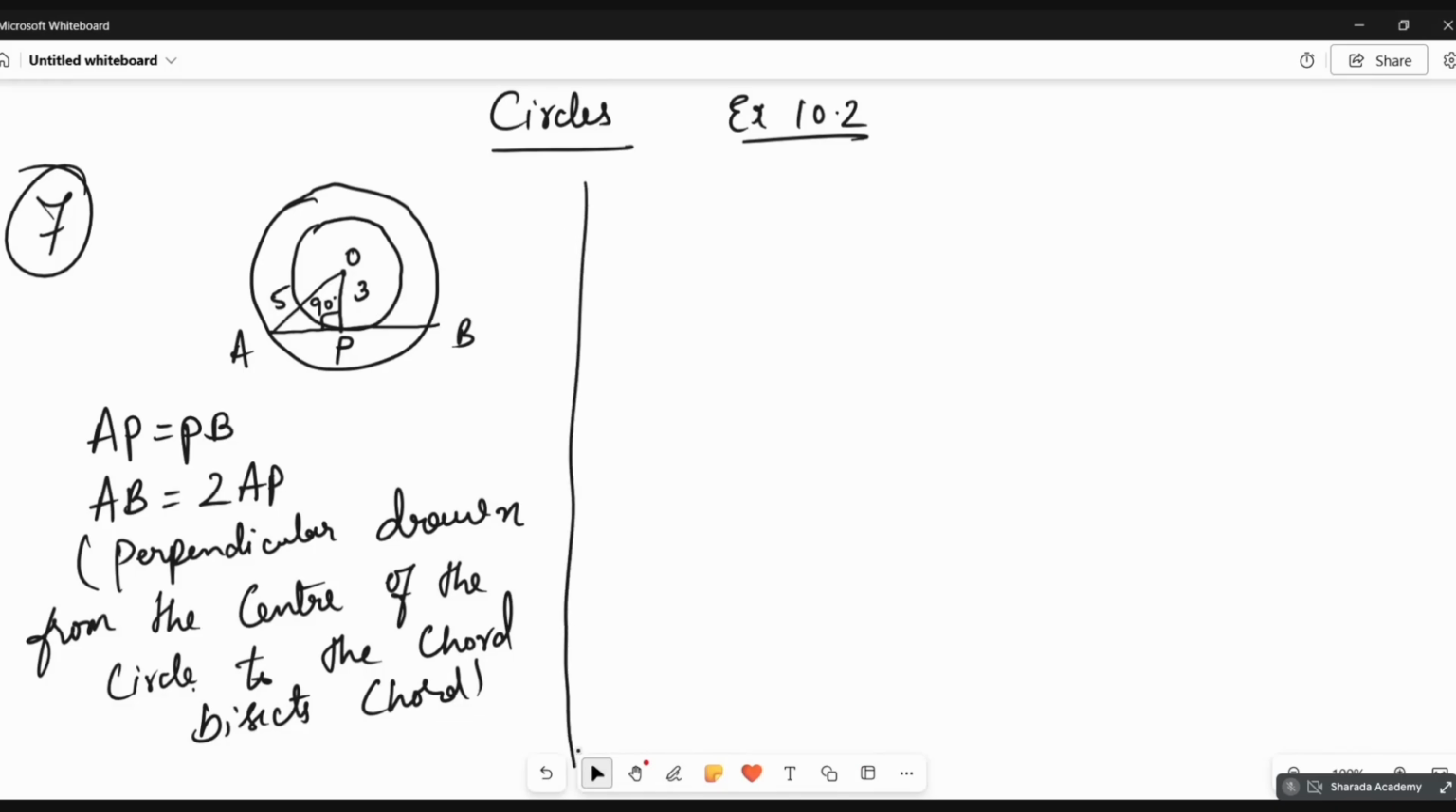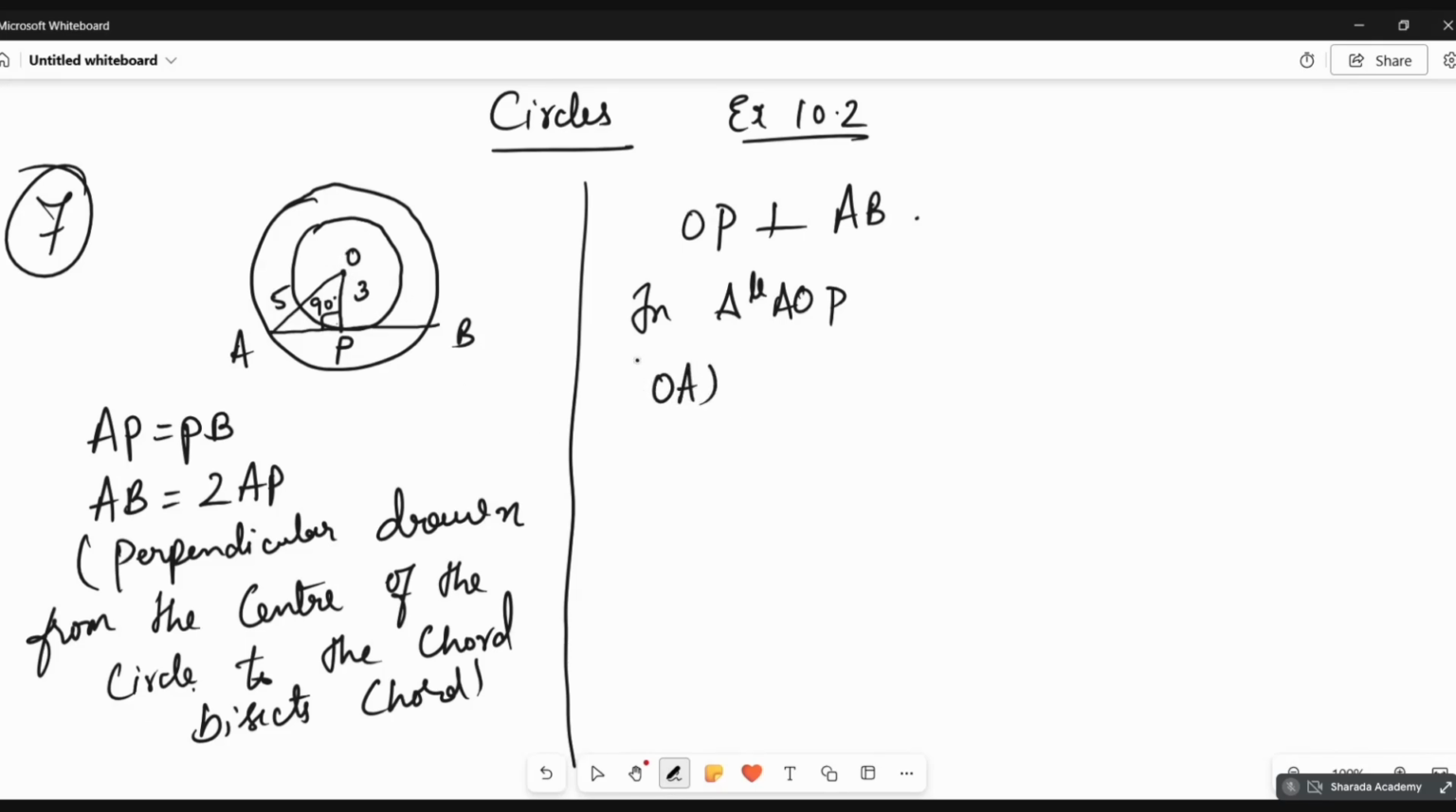Now, OP is perpendicular to AB because the radius and tangent are perpendicular at the point of contact. We got this. Now, in triangle AOP, this is 90 degrees and listen, the line opposite 90 degrees is the hypotenuse. Always remember which is the hypotenuse. Don't write AP is the hypotenuse like that. The line opposite 90 degrees is the hypotenuse.